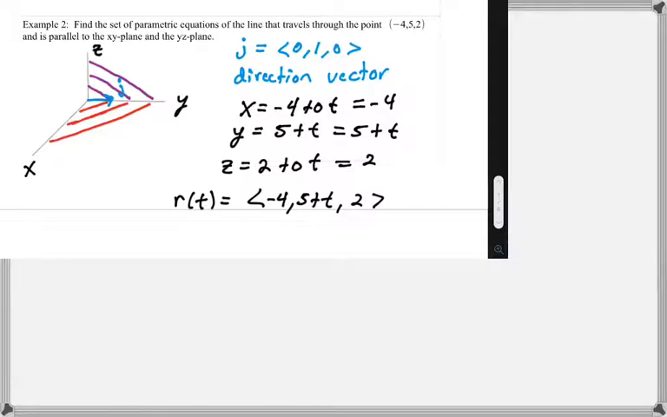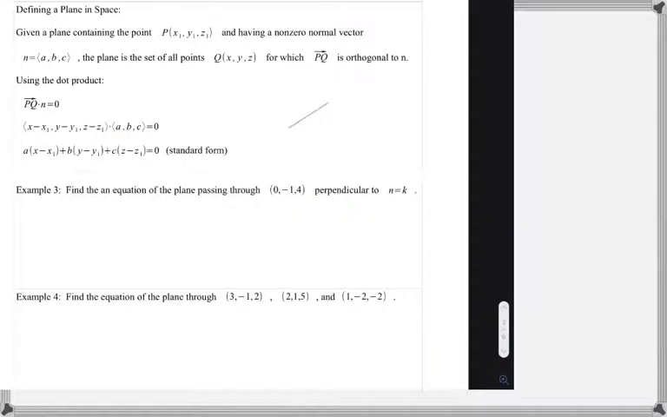Okay. All right, so that's how a line is defined in space using vectors, and how to find equations of lines given certain information. Now we're going to look at planes. So defining a plane in space: given a plane containing the point P (x1, y1, z1) and having a non-zero normal vector n = (a, b, c), the plane is the set of all points Q (x, y, z) for which the vector PQ is orthogonal to n.